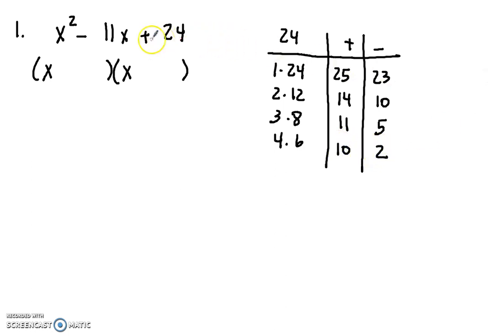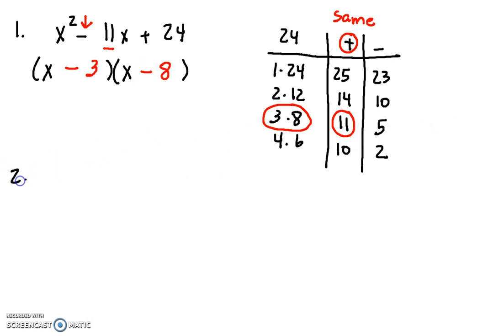And by doing this, I can easily find my middle term. Here it is. And I created that 11 by using the 3 and the 8. So those are my numbers that I'm going to be putting into my parentheses. And the 11 was in the plus column, and so that means my signs are going to be the same. So I look at the sign of my middle term. Whatever that sign is, if they're going to be the same, then they're both going to be that sign. And there's my answer. So let's do another one.